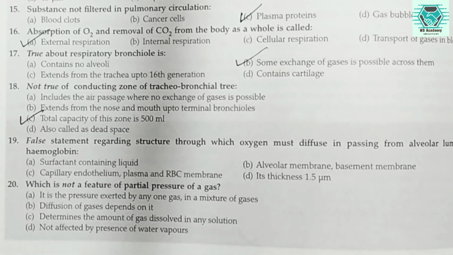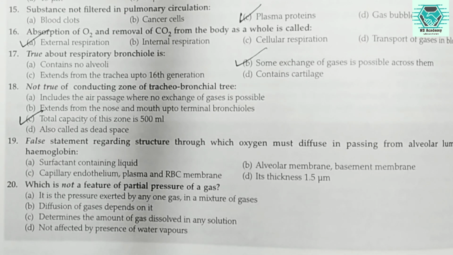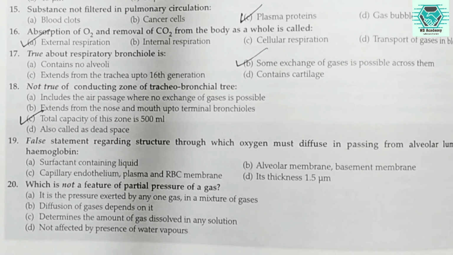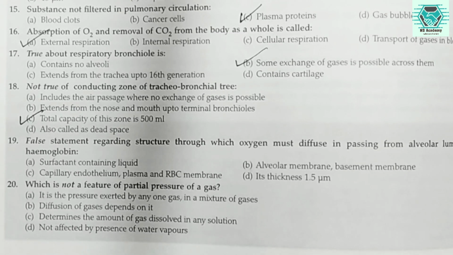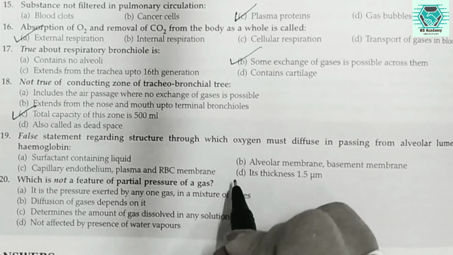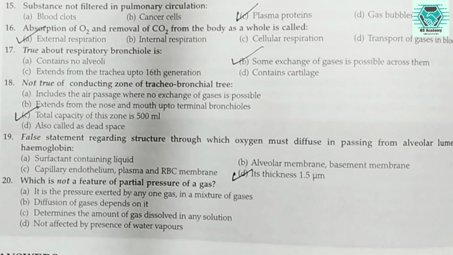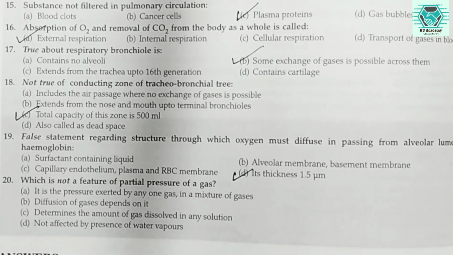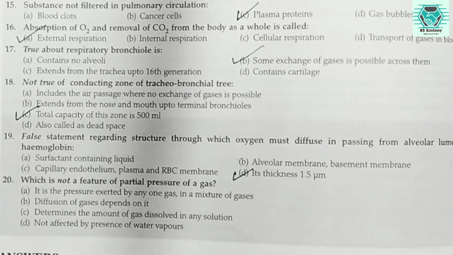Number 19: false statement regarding structures through which oxygen must diffuse in passing from the alveolar lumen to hemoglobin. A, surfactant-containing liquid. B, alveolar membrane and basement membrane. C, capillary endothelium, plasma and RBC membrane. D, its thickness is 1.5 μm. Which one is false? It is the thickness. It is much less thick than 1.5 μm.